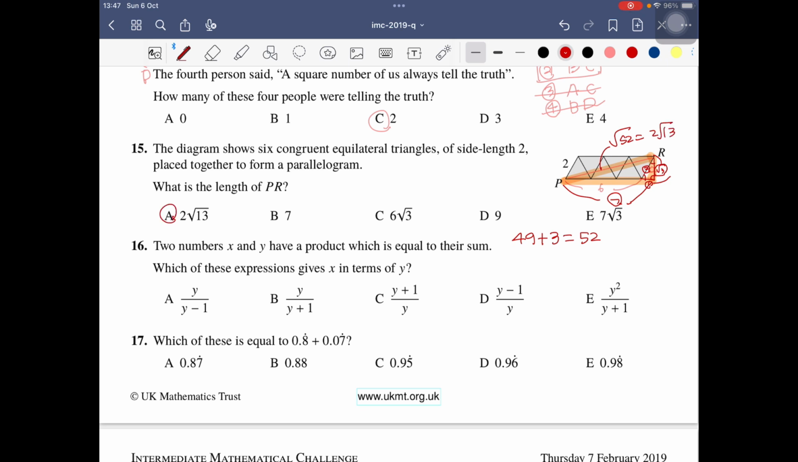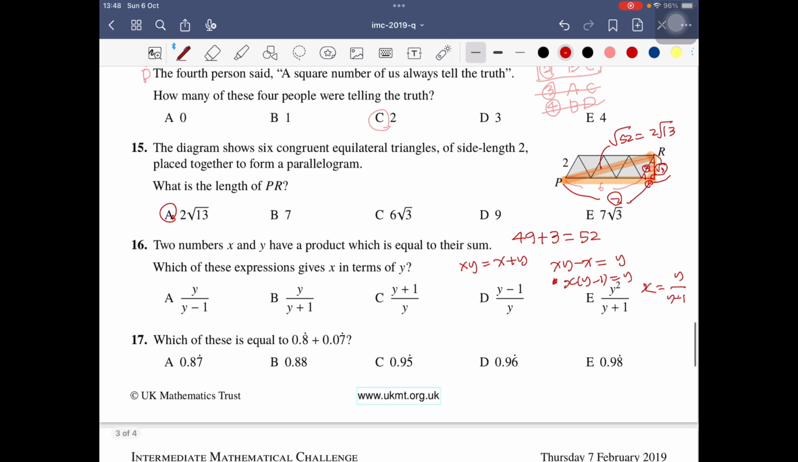Two numbers x and y have a product equal to their sum. xy equals their sum. X in terms of y. Okay, then we need to isolate x on one side and separate the x from the other expressions. So x equals y over y minus 1.